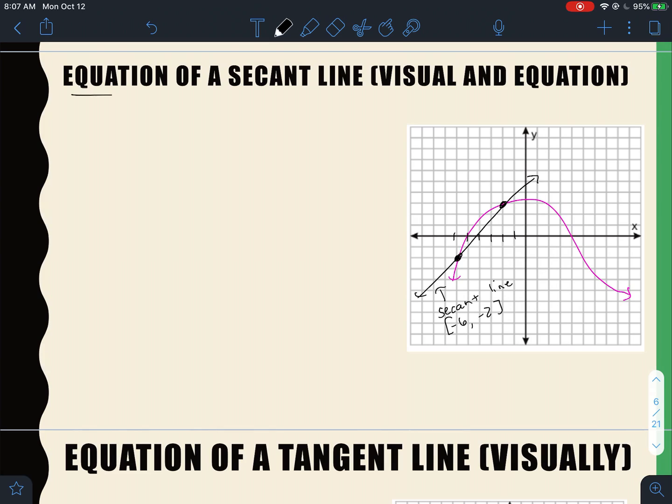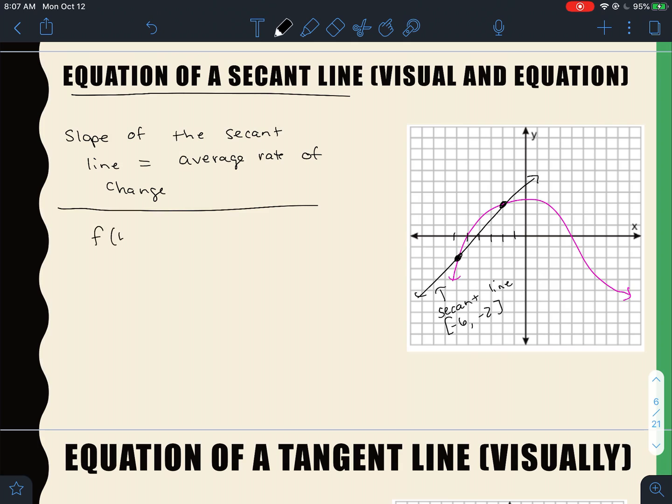So to find the slope of the secant line, the slope of the secant line is the same thing as what we've been calling the average rate of change. And how do we find the average rate of change of a function? It's f at b minus f at a over b minus a. So remember, it's just a slope, so it's the change in the y values over the change in the x values. So this right here would be the point -6, -2, and this would be the point -2, 3.